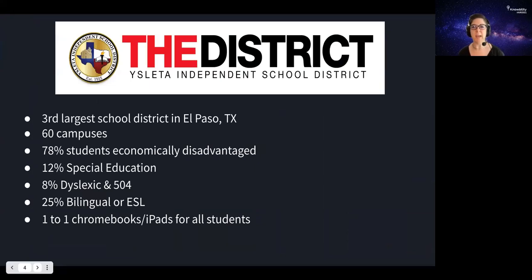So just to give you a little bit of background of who we're talking about when we talk about the Ysleta Independent School District, it is the third largest school district in El Paso, Texas. If you're not sure where El Paso, Texas is, just look at a map of Texas. You see the little bitty tip on the west end, right when you're getting into Mexico, New Mexico. That is El Paso. We have about 60 campuses, give or take, because last time I checked, we were still in a state of different buildings being constructed and other schools getting combined. So when this slide was created, we knew there were about 60.